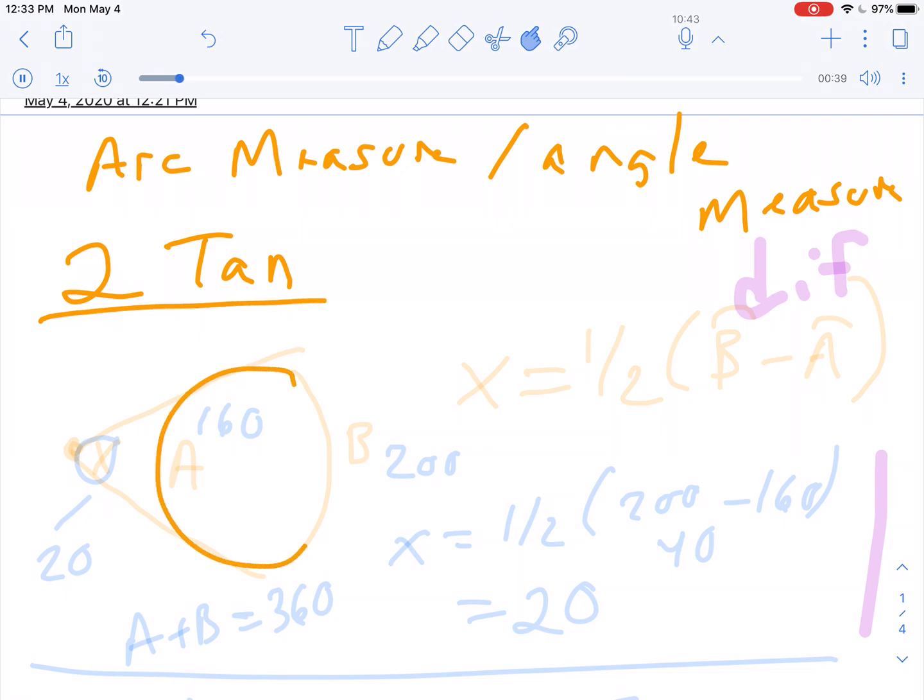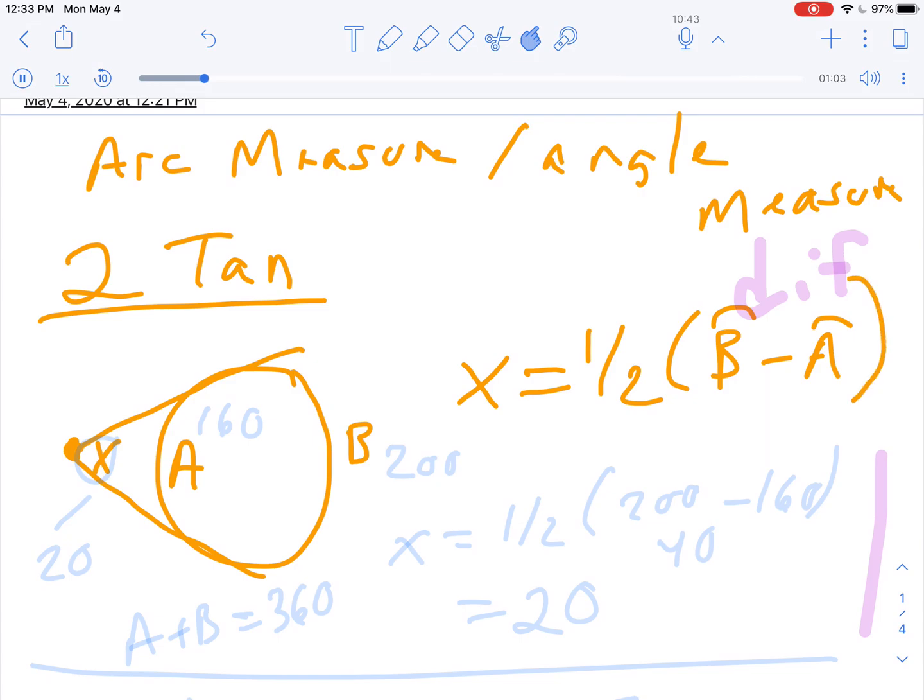Looks like this. We'll draw a tangent here and one down there. We'll call this angle X. We'll call this arc A, and this one out here arc B. Here's what the theorem says. The measure of angle X is equal to 1/2 arc B minus arc A.